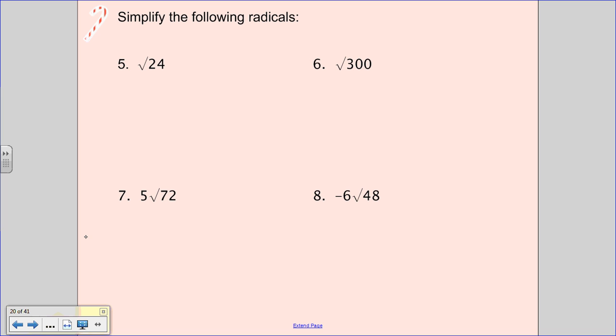All right, let's do number 5. I can simplify the square root of 24 to become 6 times 4. 6 can break apart into 3 times 2, and 4 can break apart into 2 times 2.